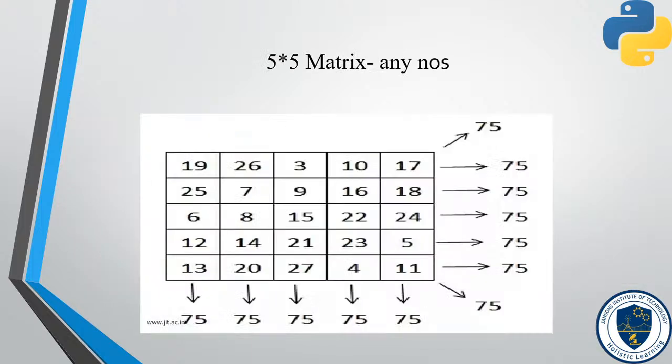This is one example of a 5 cross 5 matrix. The sum of the values is 75. Here also the same rule applies, so the numbers 1 to 25 are arranged. But in this particular puzzle, you are not arranging 1 to 25. You can use any numbers. The input condition given here is 75.